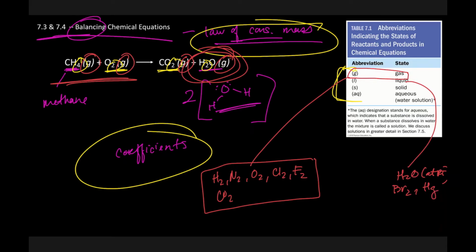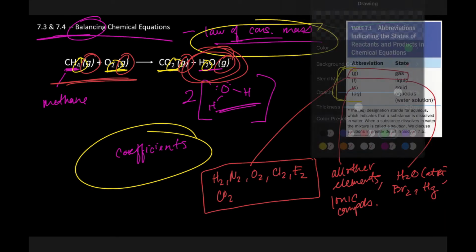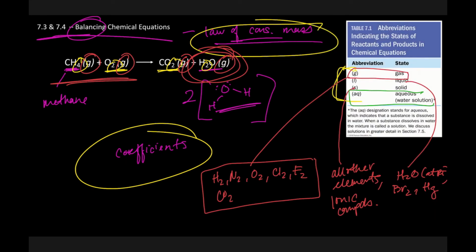Which means that everything else on the periodic table is a solid. So all other elements are solids at room temp, right? In addition, ionic compounds are solids at room temp. Okay, then that leaves us with the one that is a little bit weird and different, which are our aqueous labels.